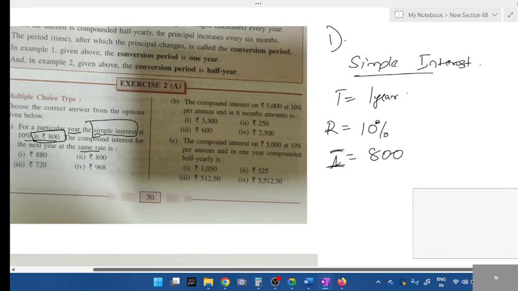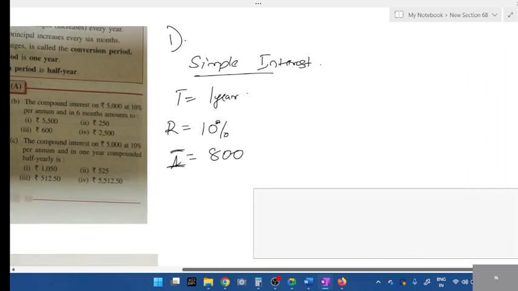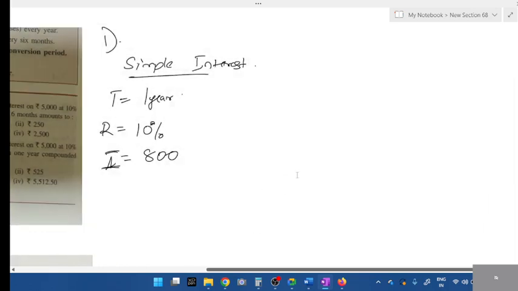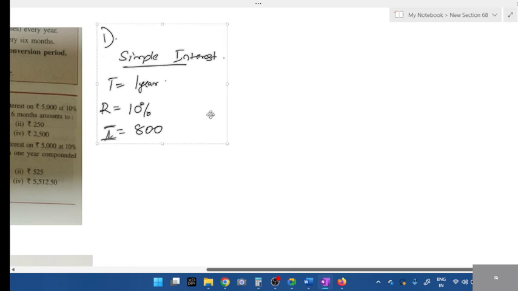First, what are they talking about? Simple interest or compound interest? The first one is simple interest. So the first one is all about simple interest. Let us calculate simple interest.